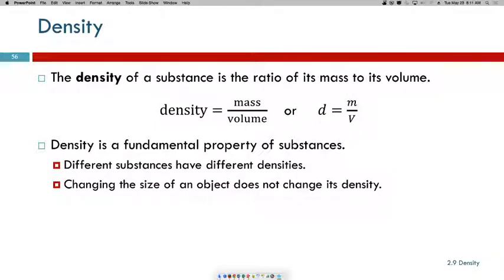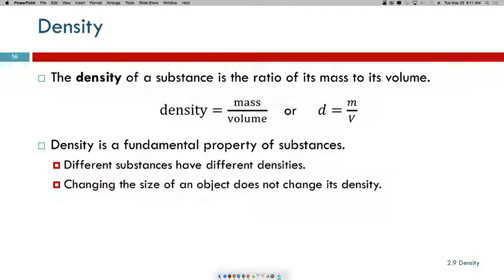Density is a fundamental property of substances. Different substances have different densities. That's why when you pick up an empty box, it's very light because the density is low, and you pick up a brick and for the same size, the same volume, it seems very heavy, right? Because the density is different.